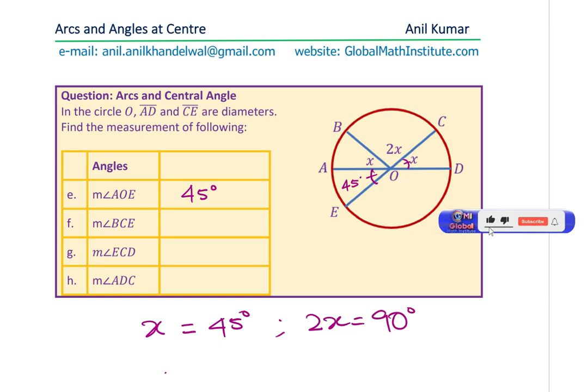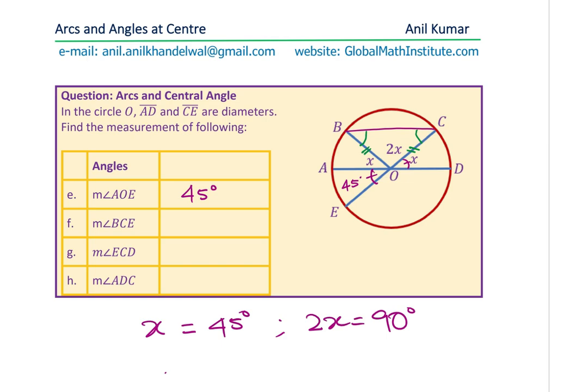So let me just join B and C here, and then we'll find the measurement of angle BCE. Now, in this particular case, if you look at it, angle BCE is this angle, correct? Now, here we have an isosceles triangle. So, since these two sides are radii, it is an isosceles triangle.